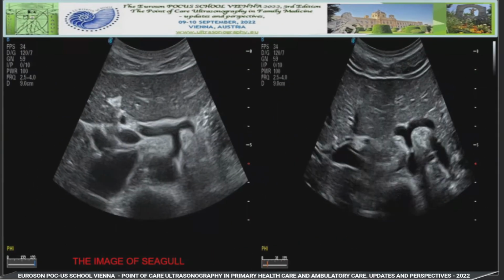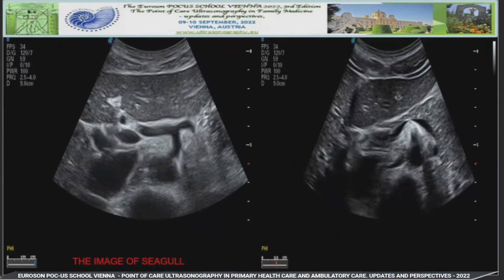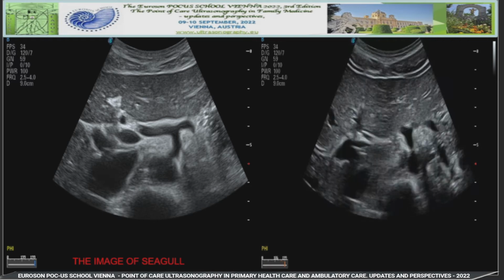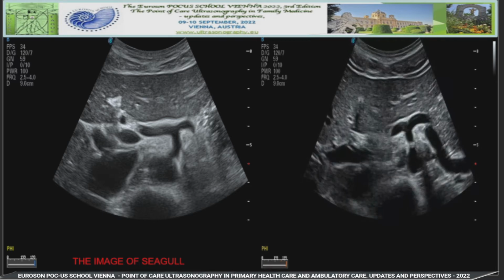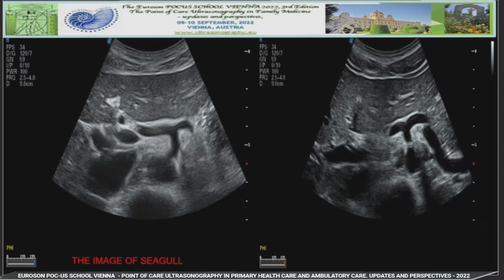This is some nice image with the seagull image. This is the celiac trunk, and you can see the celiac trunk with the branches of the celiac trunk: the left gastric artery, the splenic artery, and the hepatic artery.